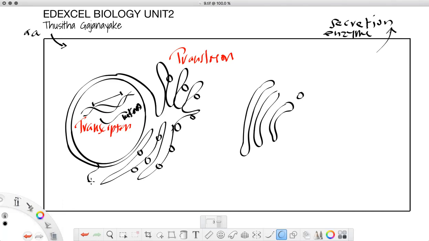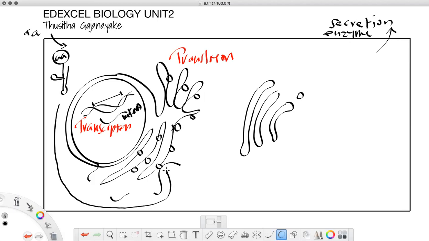Then the messenger RNA leaves the nucleus into the cytoplasm and goes to the ribosomes. Now translation takes place at the ribosome. So this amino acid is attached to tRNA molecules, and the amino acids are brought to the ribosome by tRNA molecules, and then amino acids are attached to make the polypeptide chain. They link together with peptide bonds to make the polypeptide chain. So translation takes place at the ribosome.